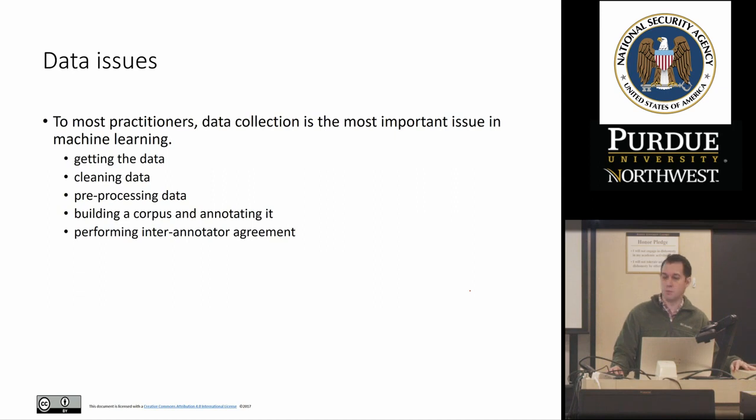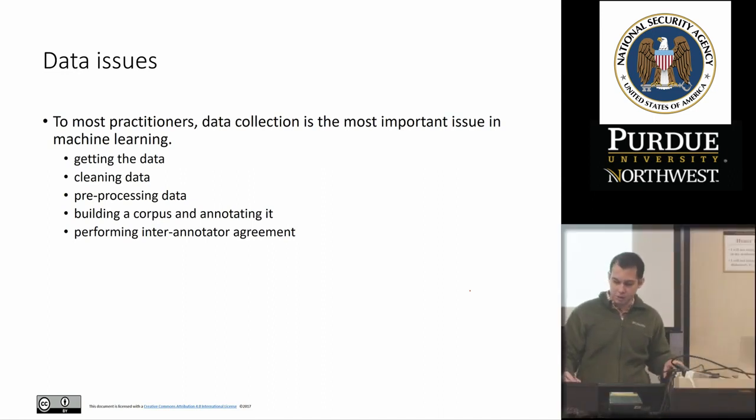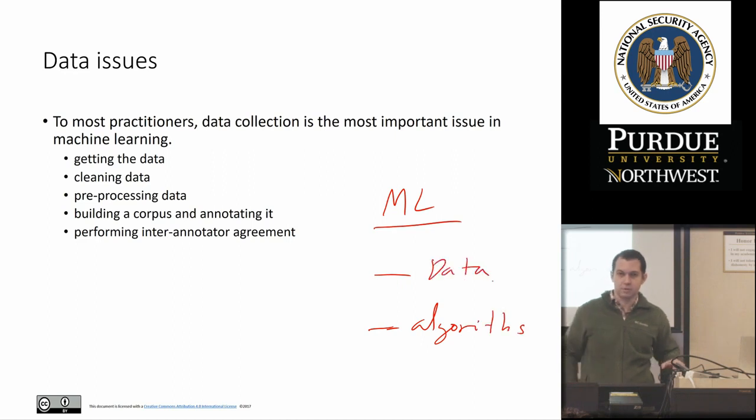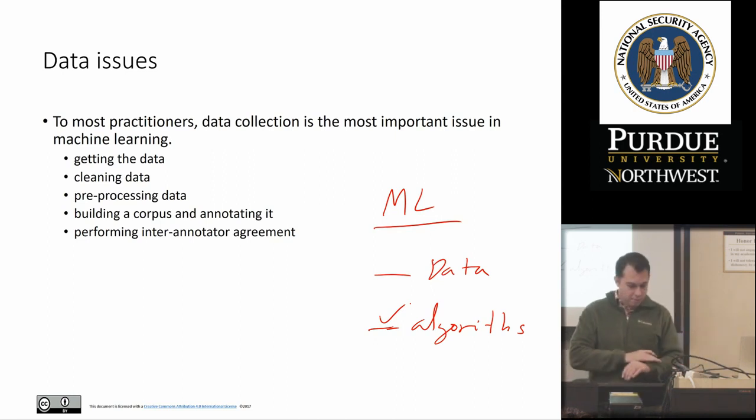To most practitioners, data collection is the most important issue in machine learning, and hopefully that's something that's becoming clear throughout the class. In machine learning, there are two main components really: the algorithms and the data. And the algorithms hardly ever change, right? The algorithms, you choose one or the other. You really just have to learn how to use them once, and then you can always reuse them. You change parameters or the architecture, but not much has changed, whereas the data is critical, right?